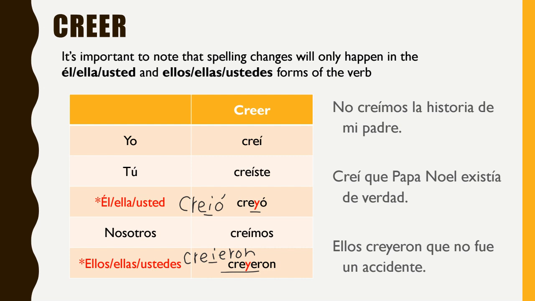No creímos la historia de mi padre. We didn't believe my father's story. Creí que Papá Noel existía de verdad. I believed that Santa Claus existed, or like that he really existed. Ellos creyeron que no fue un accidente. They believed that it wasn't an accident. So again, just some examples. And you'll see that in two of those examples, I didn't change the I to a Y, but that last one there, since it was in the third person, I did change the I to a Y. So I did ellos creyeron instead of with the I there.